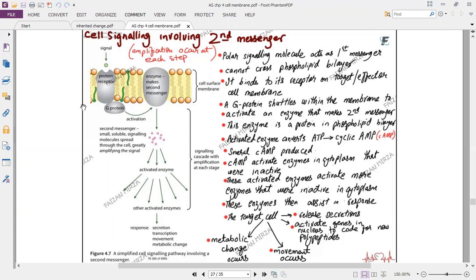If the cell signaling molecule was a lipid soluble molecule and not a polar molecule, it wouldn't need a second messenger. It would just penetrate through the phospholipid bilayer. It would go and trigger the genes in the nucleus right away because it can travel through the phospholipid bilayer. It is just the polar cell signaling molecules that act as first messengers, and they cannot enter the phospholipid bilayer, so they have to work by the second messenger.